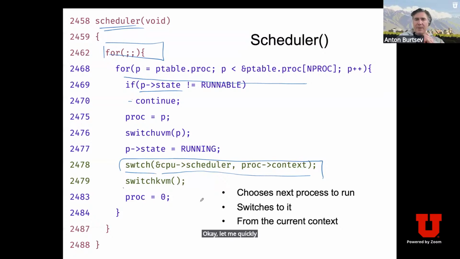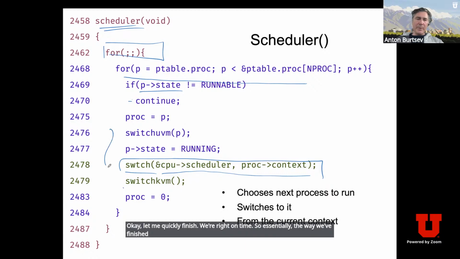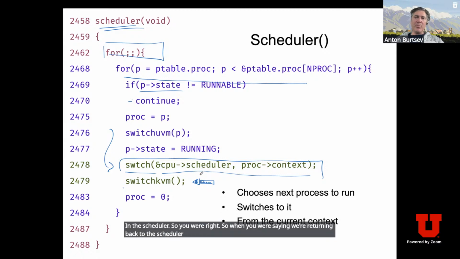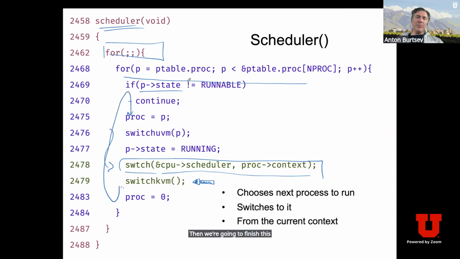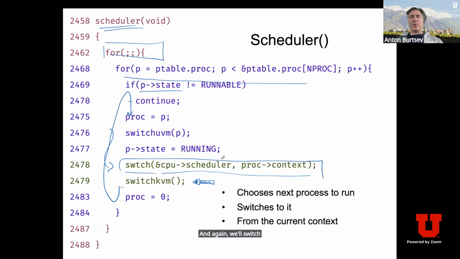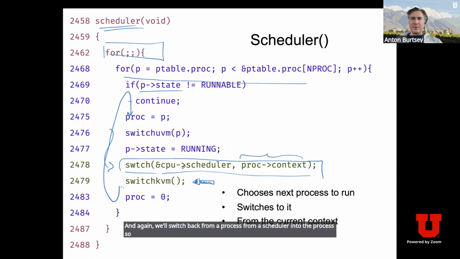We're right on time. So essentially, the way we finished booting, we called this switch function for the first time. And this return address will lead us back to this line in the scheduler. So you were right when you were saying we're returning back to the scheduler, but to be more specific, this is exactly where we're going to return. Then we're going to finish this iteration of the loop, pick the next process to run, and again switch back from the scheduler into the process. And this will be the next process to run.